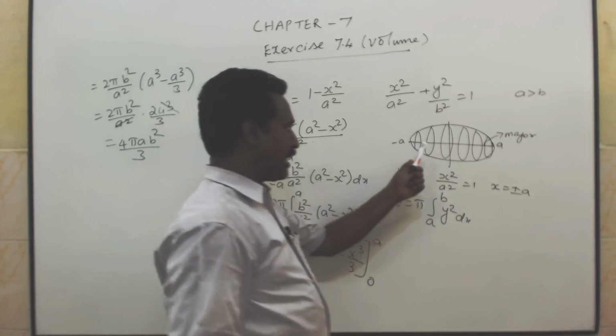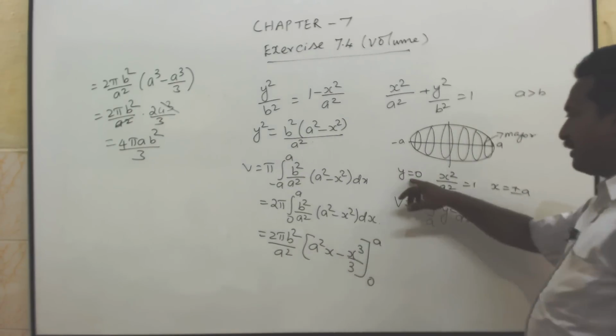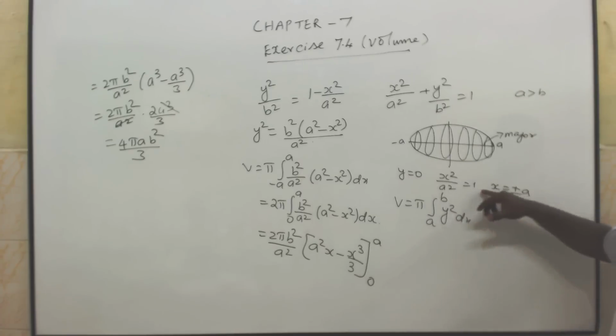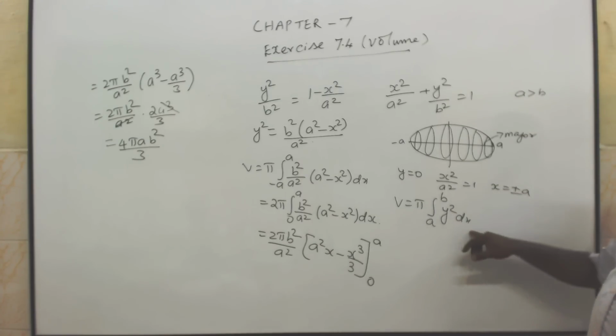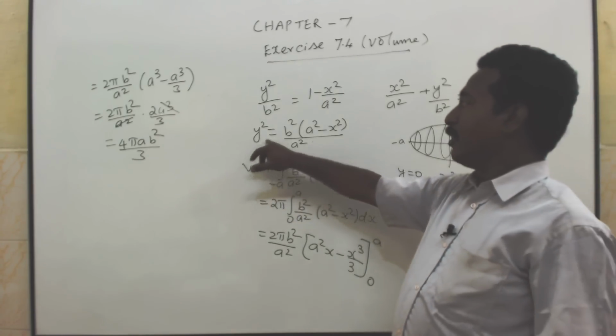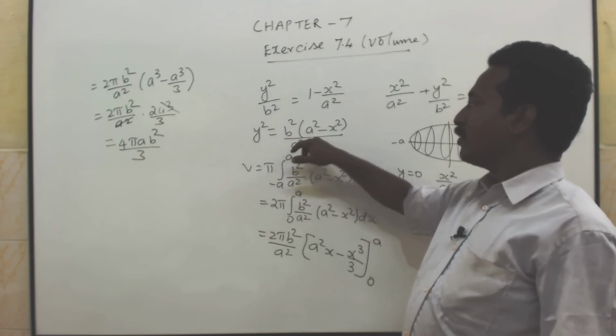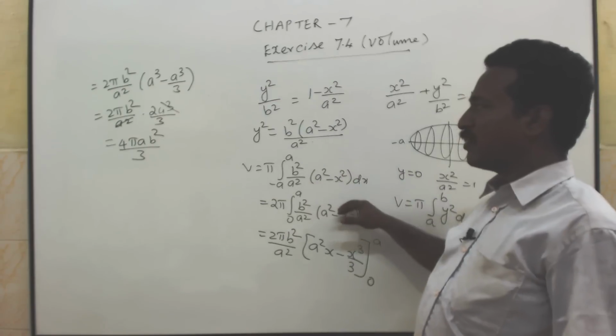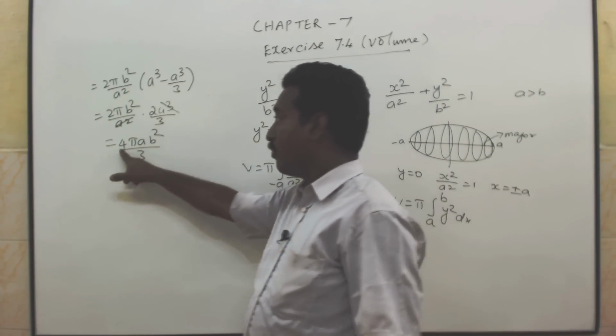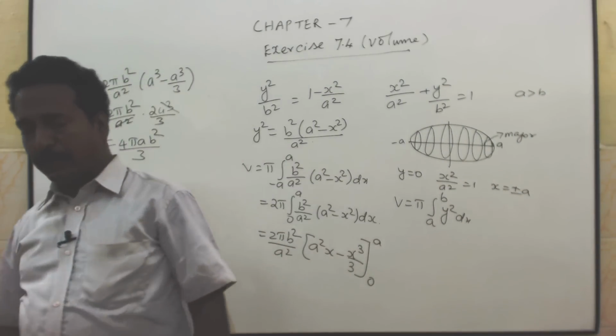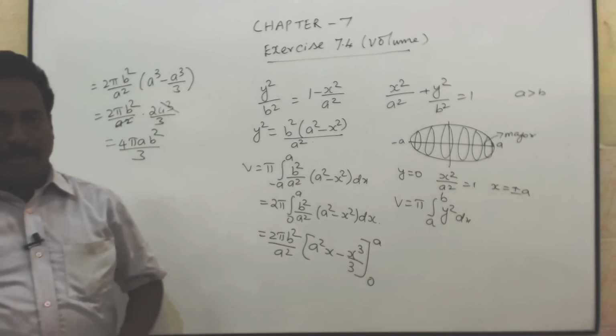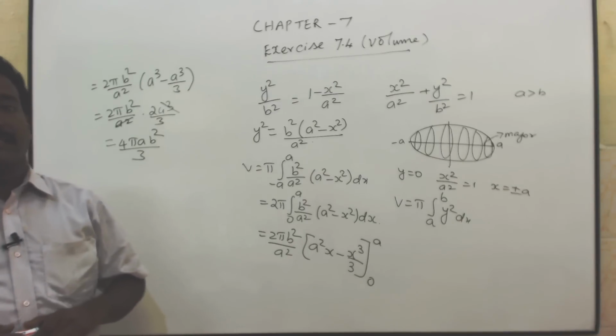If they ask about the minor axis, here x is equal to 0, y square by b square equal to 1, y is equal to plus or minus b, x square dy. Here x square equal to a square by b square into b square minus y square. Substitute and simplify, we will get 4 by 3 pi a square b. The ratio between revolving about the major axis and minor axis is b is to a. Repeated one more question.